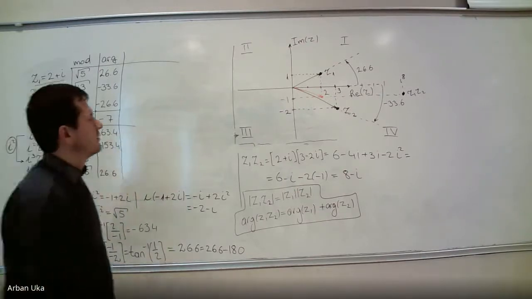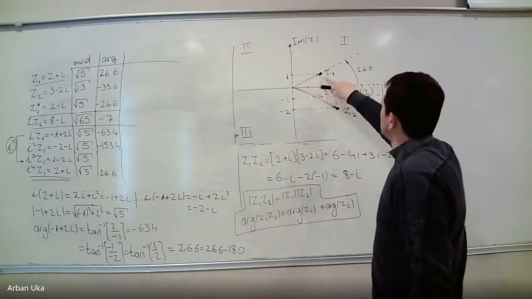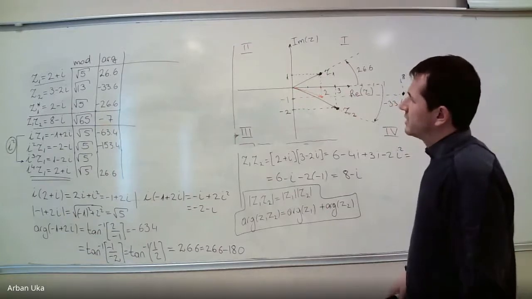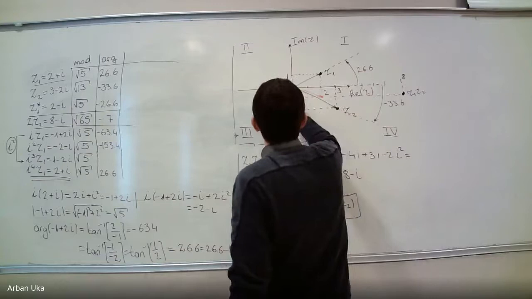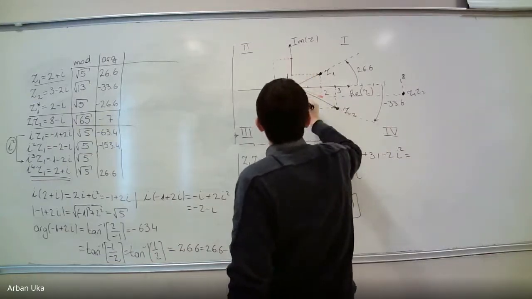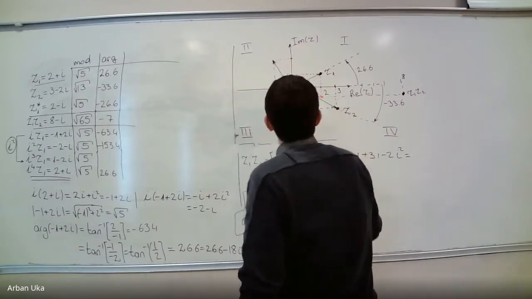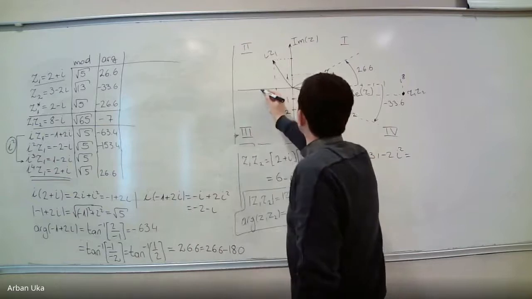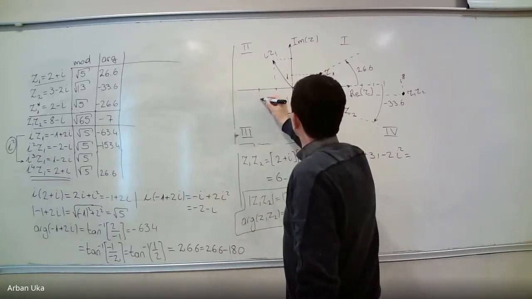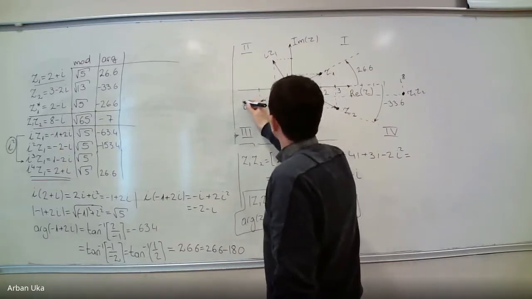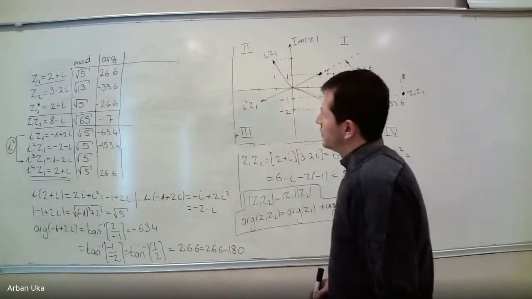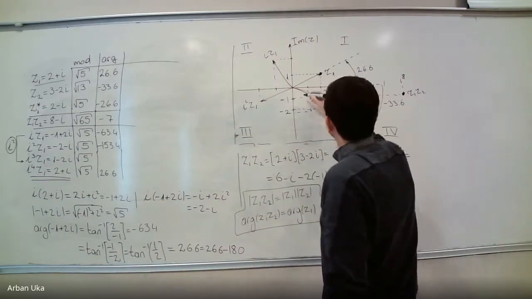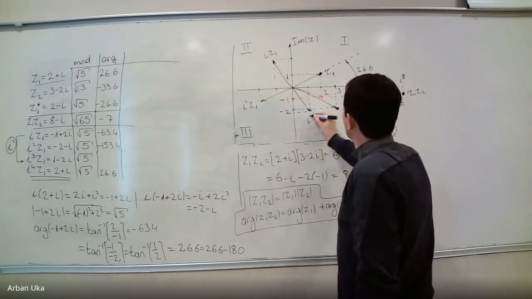So what did we observe here? z1 was here, that's good. What is i times z1? i times z1 is minus 1 plus 2i. So minus 1 is here, and 2i is here. So this is i z1. Then we have i squared z1. It's minus 2 minus i, which is minus 2 here, and minus i along the negative axis. So this is i squared z1. Then i cubed z1 is 1 minus 2i. This is not the best drawing, it's not to scale, unfortunately, but this is i cubed z1.